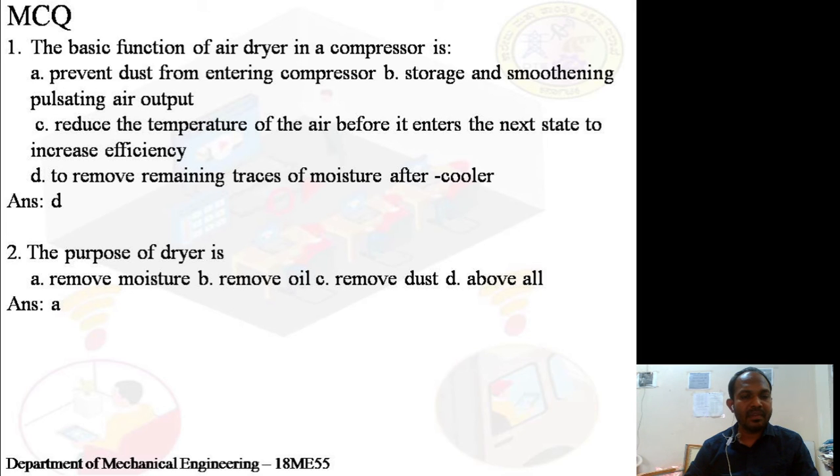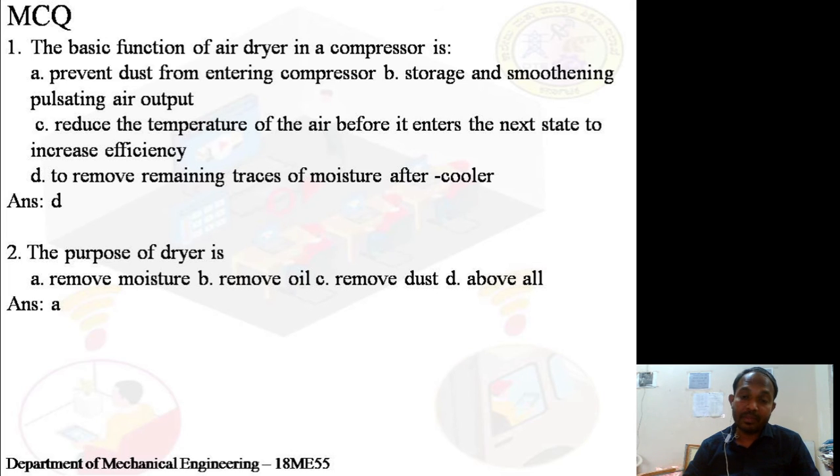Okay, the purpose of air dryer is to remove moisture. Yes, undoubtedly. Remove oil? No, it is not. And remove dust? No. Above all, it is absolutely wrong. So it is A.